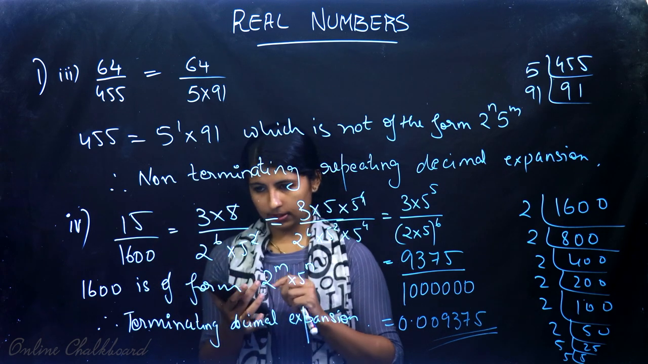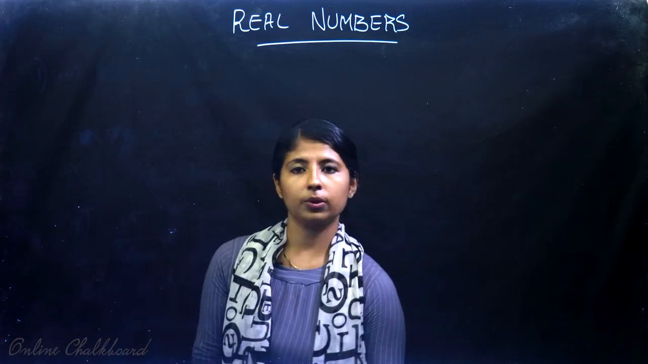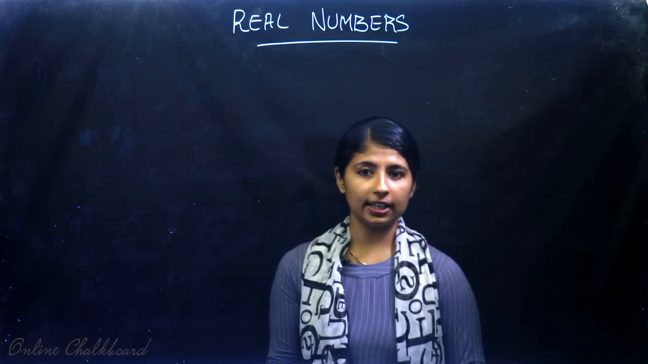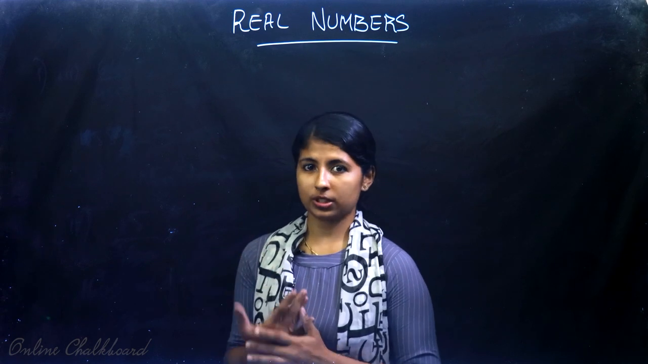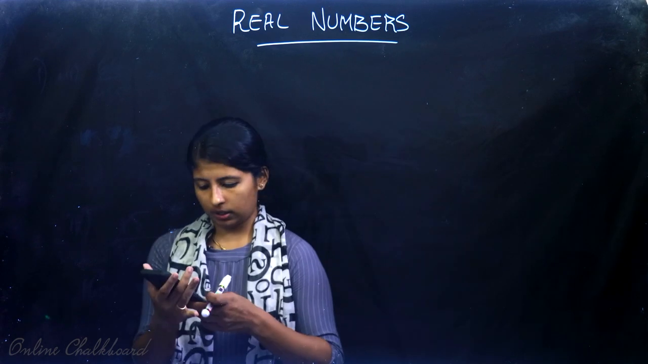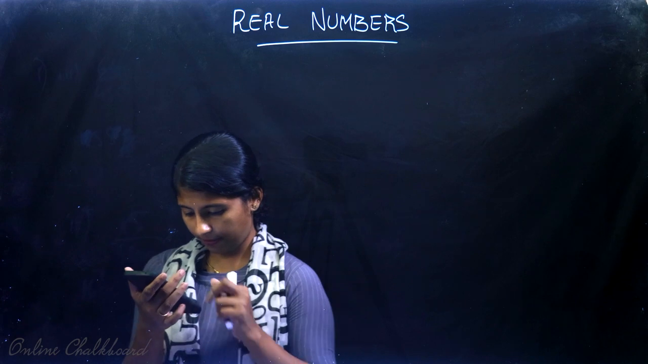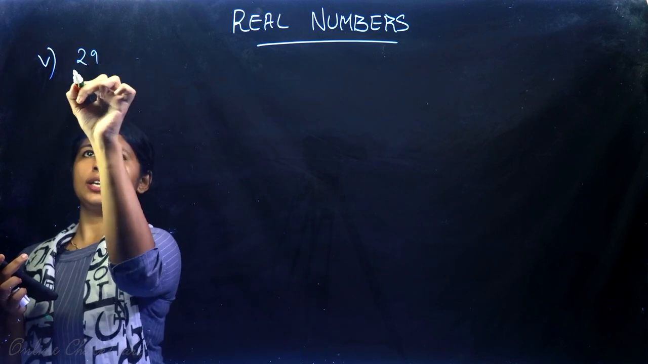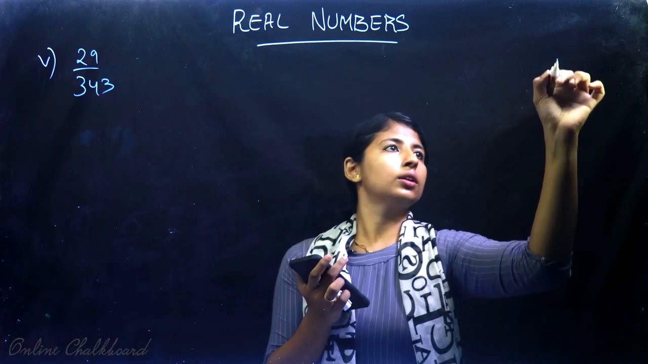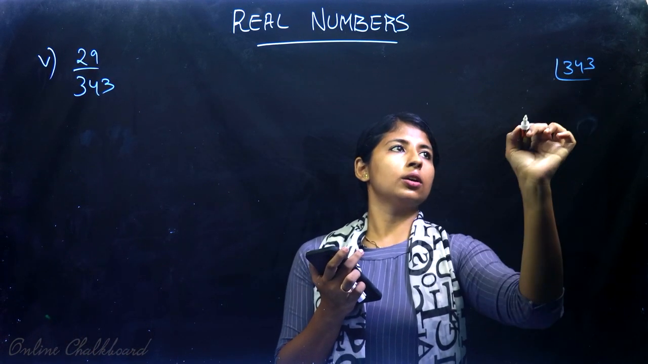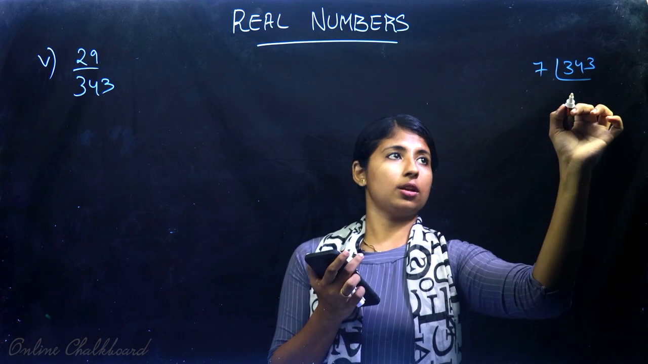This is the decimal expansion of 15 by 1600. We are doing question number 1 and 2 simultaneously. We are calculating the decimal expansion of the numbers which are terminating also. Now, let's go to question number 5. 29 by 343. 343 goes by 7.